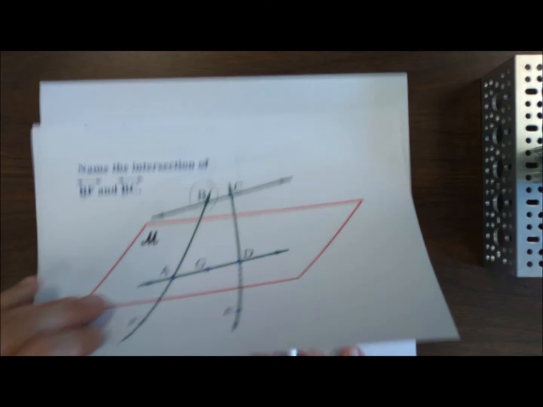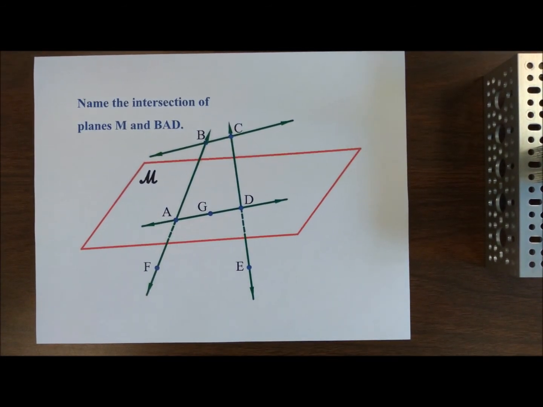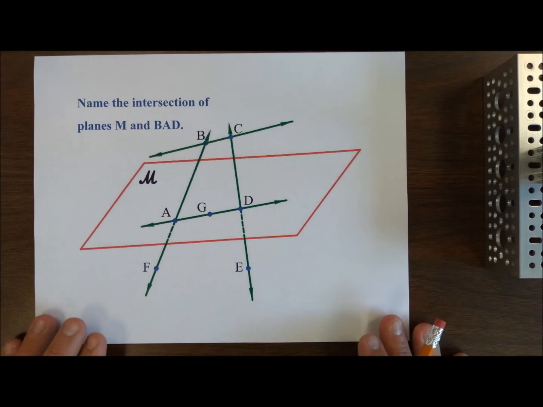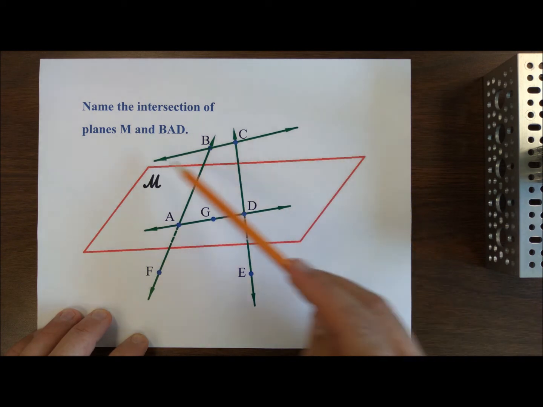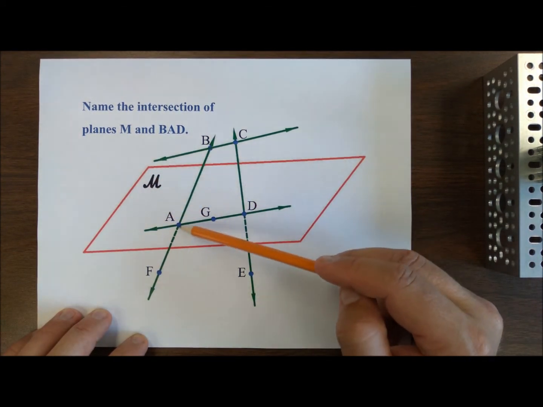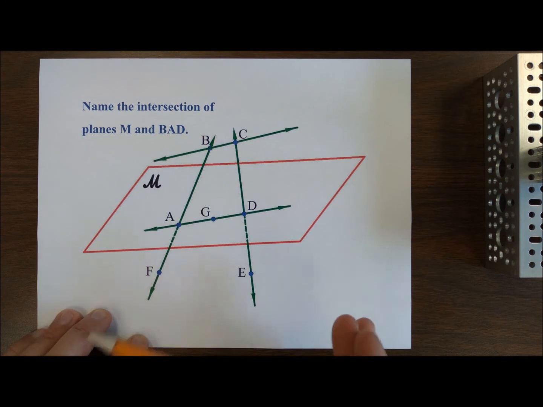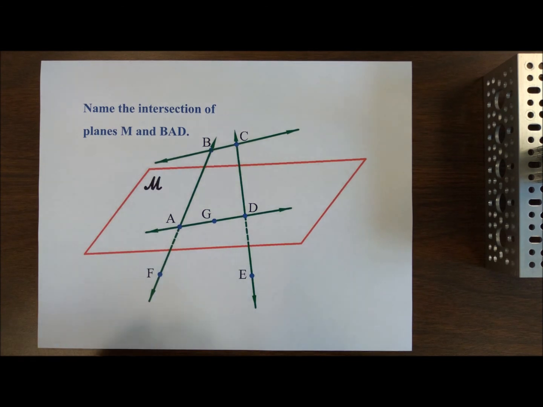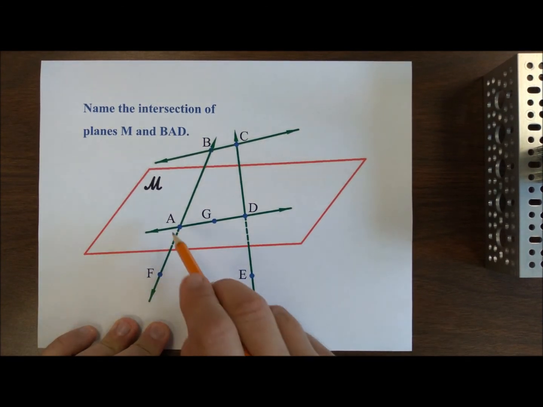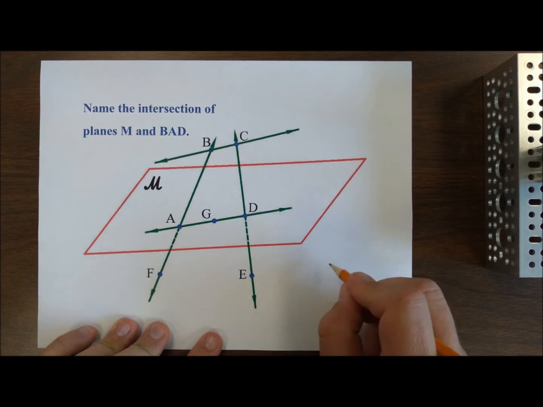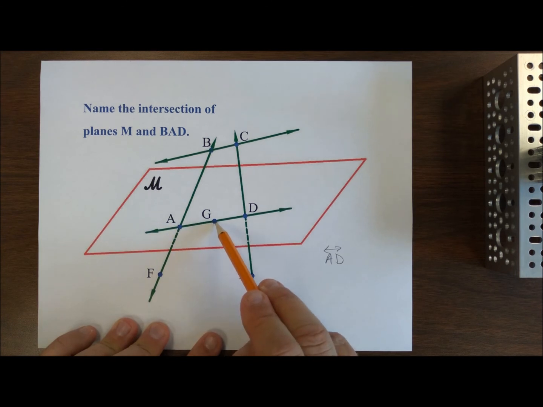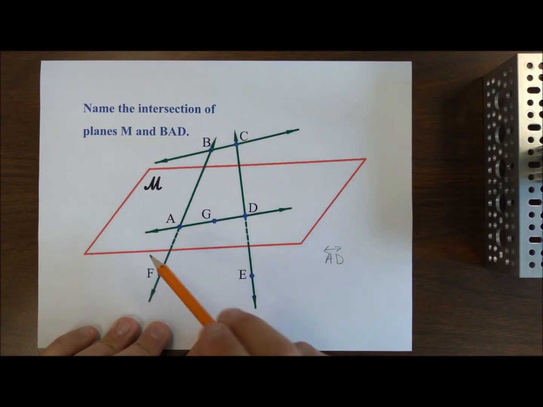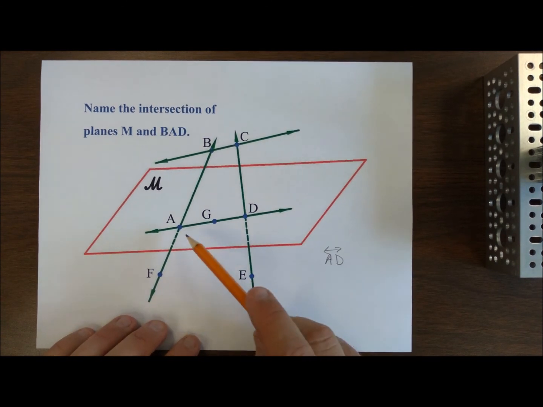All right, one last question for you guys. Could we name the intersection of planes M and BAD? We've got this flat plane M here. We've got this other plane that intersects it. We can call it BAD. Where do they cross? What is formed when two planes intersect? When two planes intersect, they form a line. And you could call this line where they cross line AD. You might call it line AG or GA or DG or DA. Those are all different names for the same line.